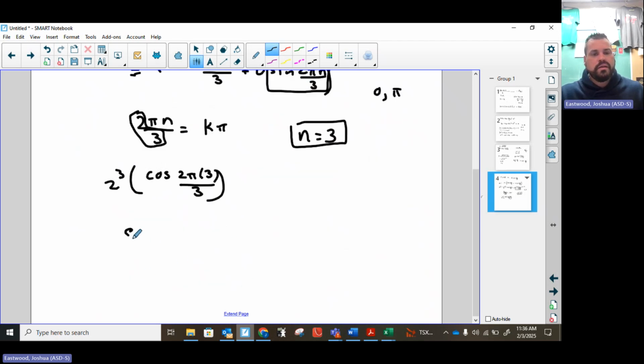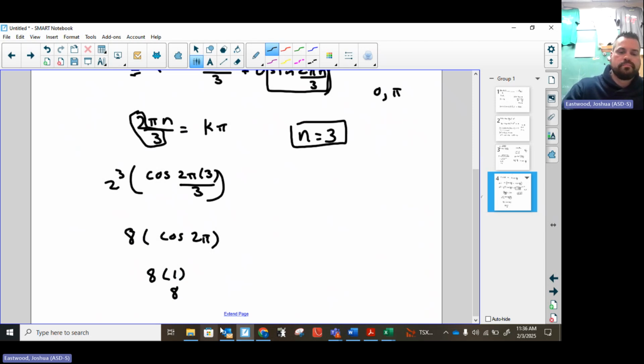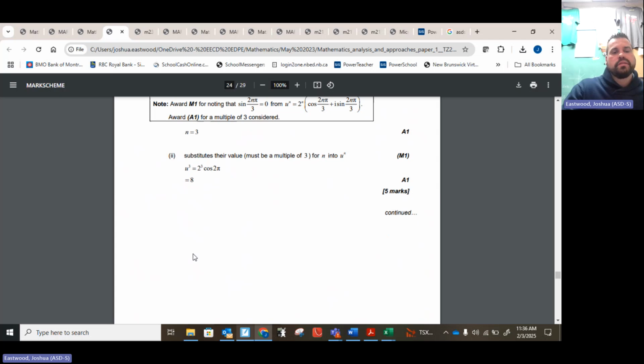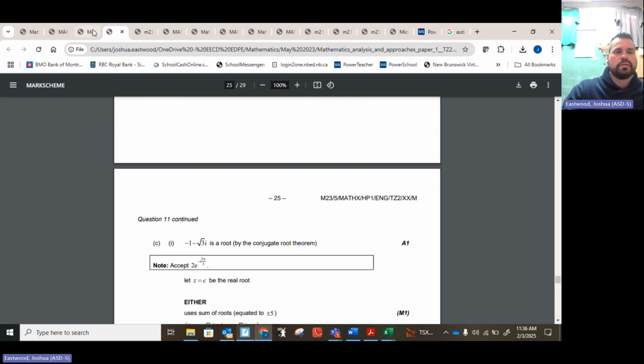So that gives me 8, and then cosine of 2π, and the cosine of 2π is 1, and so we get 8 times 1, which is 8. So that's where they're getting that part from. So hopefully that makes sense. And then we're moving on to part C.